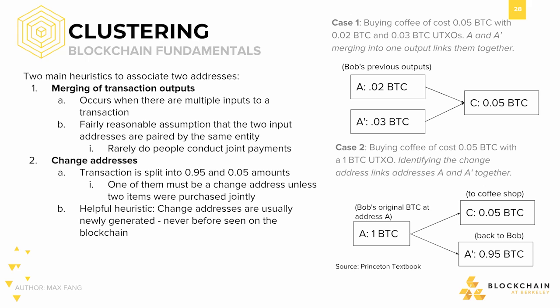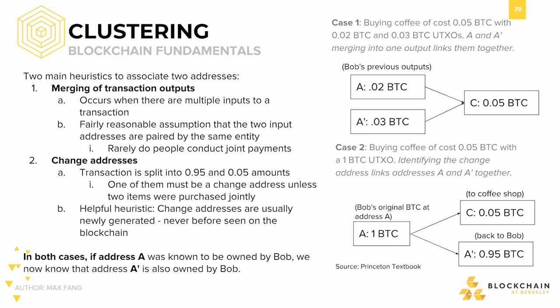And also, we could look at whether addresses have been associated with any previous transactions. As per best practice, change addresses are usually newly generated, so when Bob makes the transaction to buy coffee, he would be sending his change back to an address never before seen on the blockchain, something we can easily identify. In both cases of merging transaction outputs or of change addresses, if we know that Bob owns one address, we can guess with high confidence that Bob owns the other associated address. So we use these two heuristics to link all these addresses to one single person. So through this way, we could identify clusters.